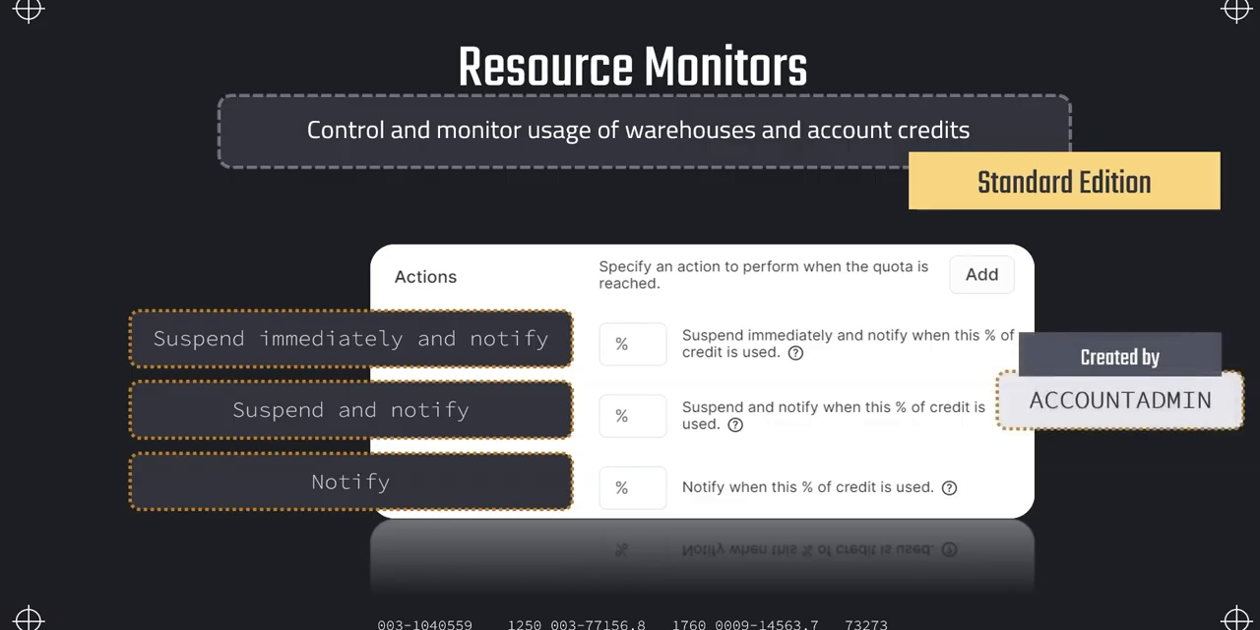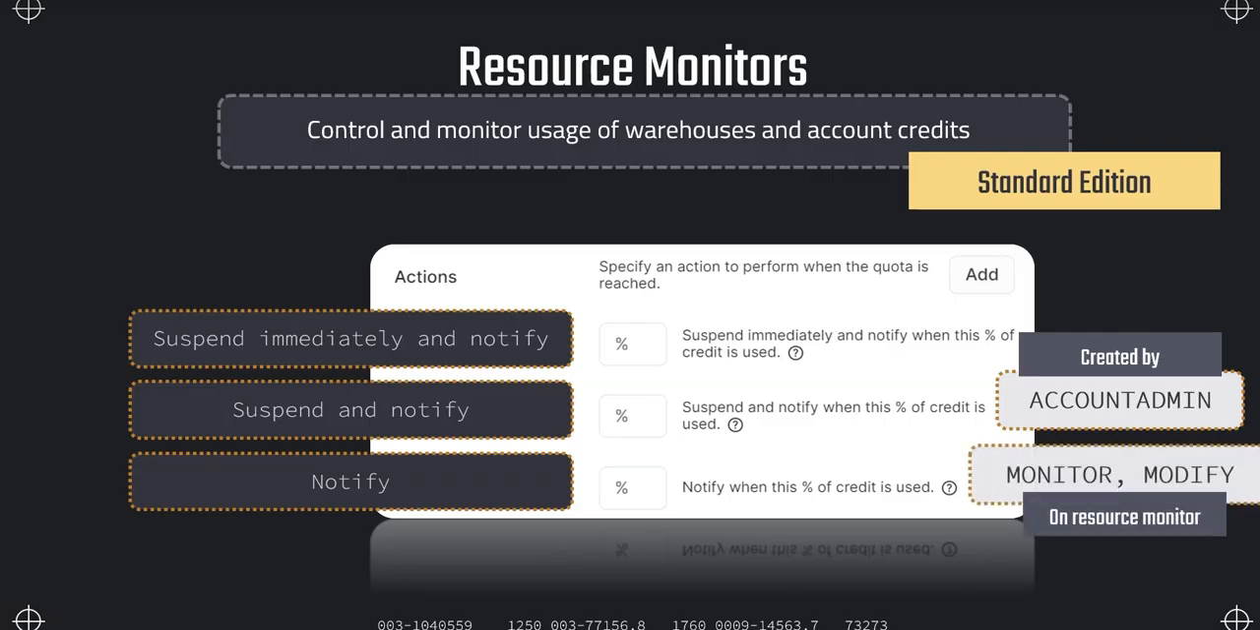Those resource monitors can be created to control and monitor the usage of our credits, and they can only be created by users with the ACCOUNTADMIN role. Later on, we'll talk in more detail about the different roles. And even though this can only be created by the account admin, we can delegate some tasks. We can grant the privileges MONITOR and MODIFY on specific resource monitors, and then those people with those privileges can also view and monitor the existing resource monitors.